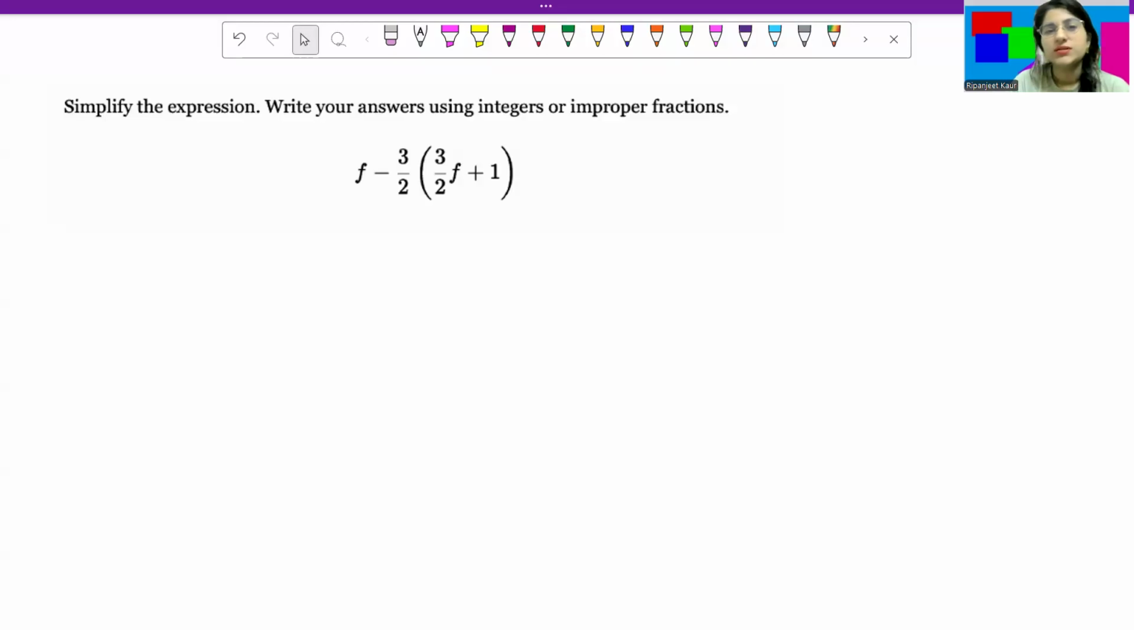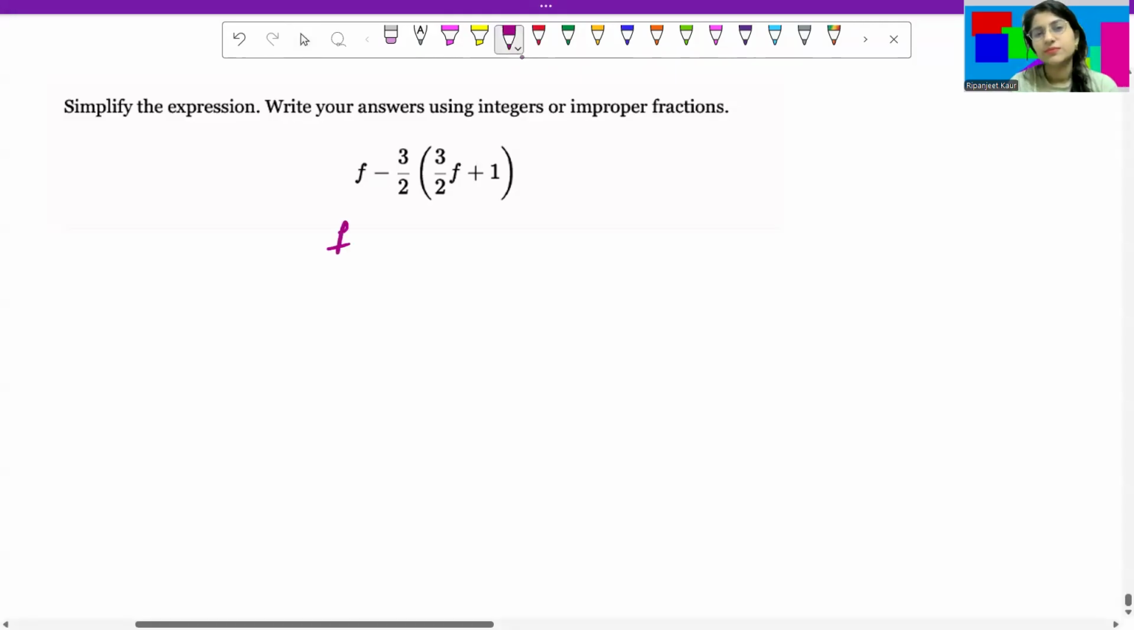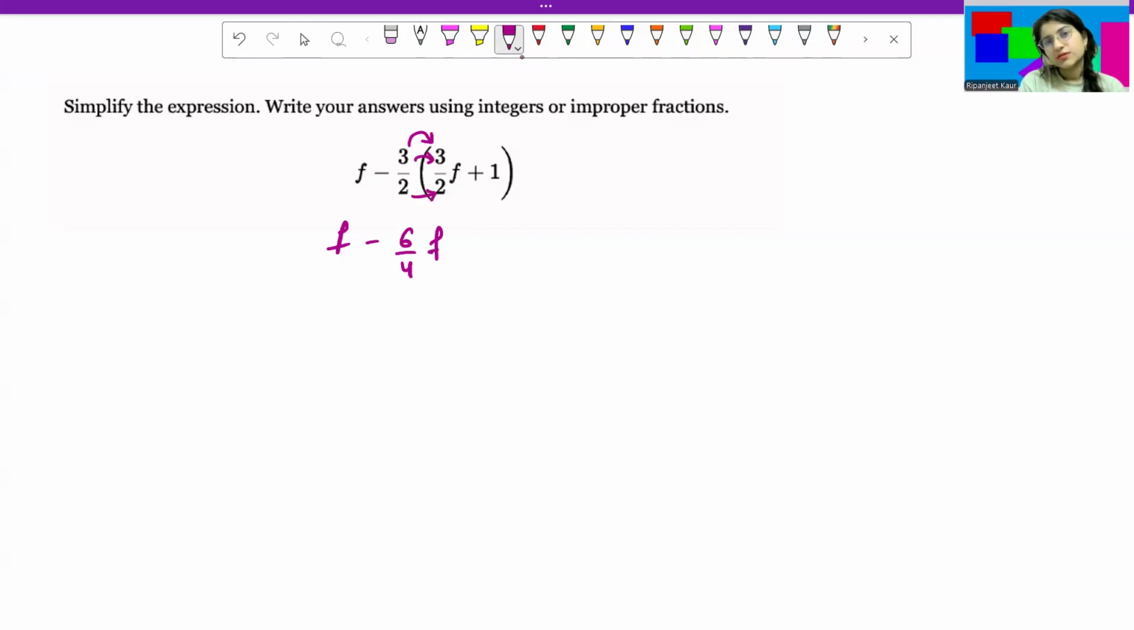Now, tell me what is the thing that was done? So F stays the same. What is the next step we did? It's multiplying negative 3 over 2 times 3 over 2F, and then that's negative 6 over 4F. See, that's what I was saying. We're multiplying, right? 2 2s are 4. So 3 3s are 9. So there should also be 9 over 4F. Yes, 9 over 4F.